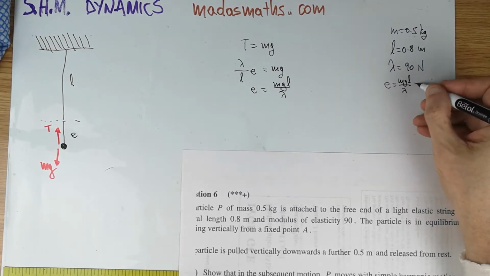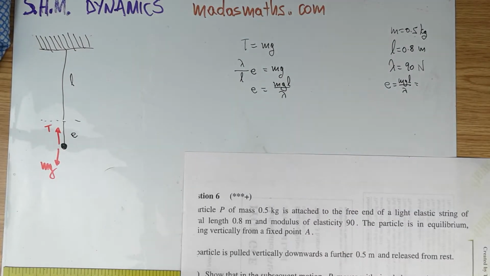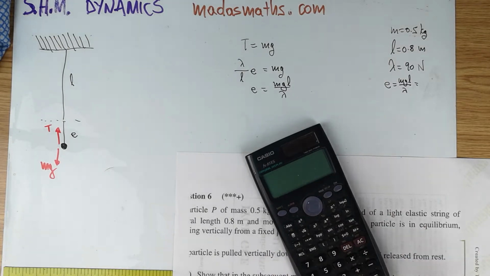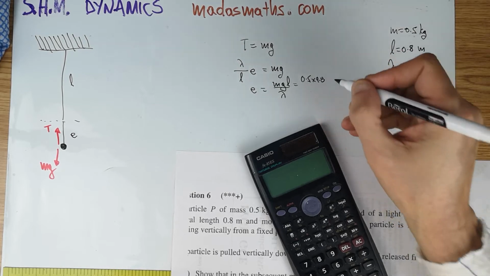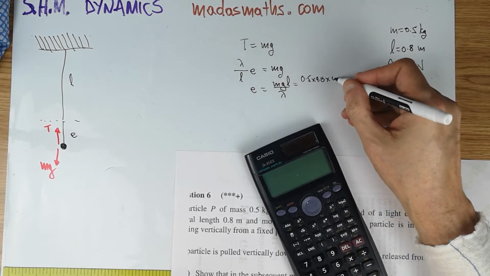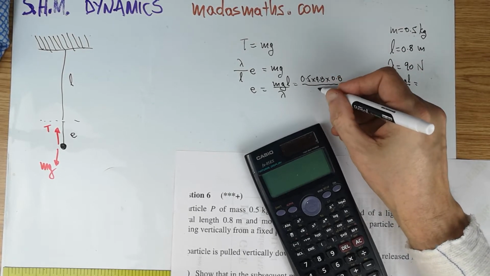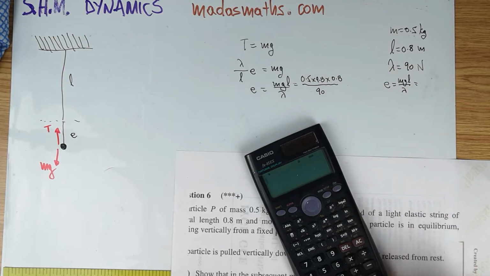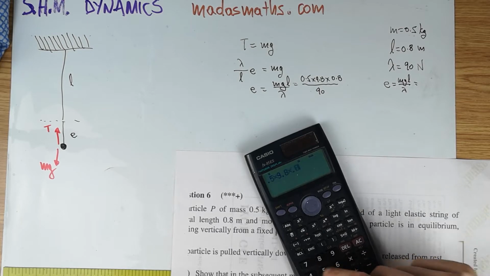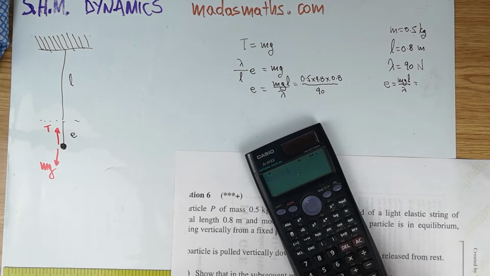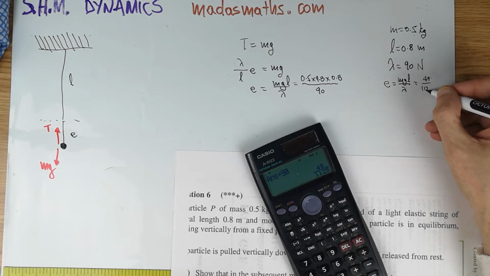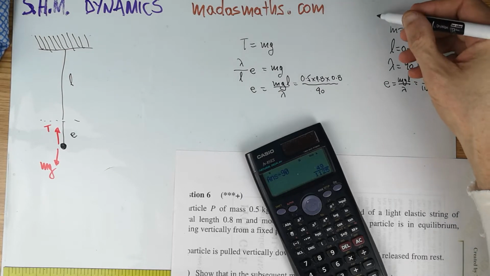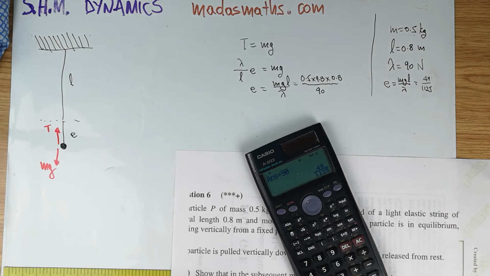It doesn't really matter, we can put the numbers in. I have a calculator with me today. So it's M times g times L: 0.5 times 9.8 times 0.8 divided by 90. It's probably just a very ugly number. It says 49 over 1125, so it's in meters. I recorded this bit here.